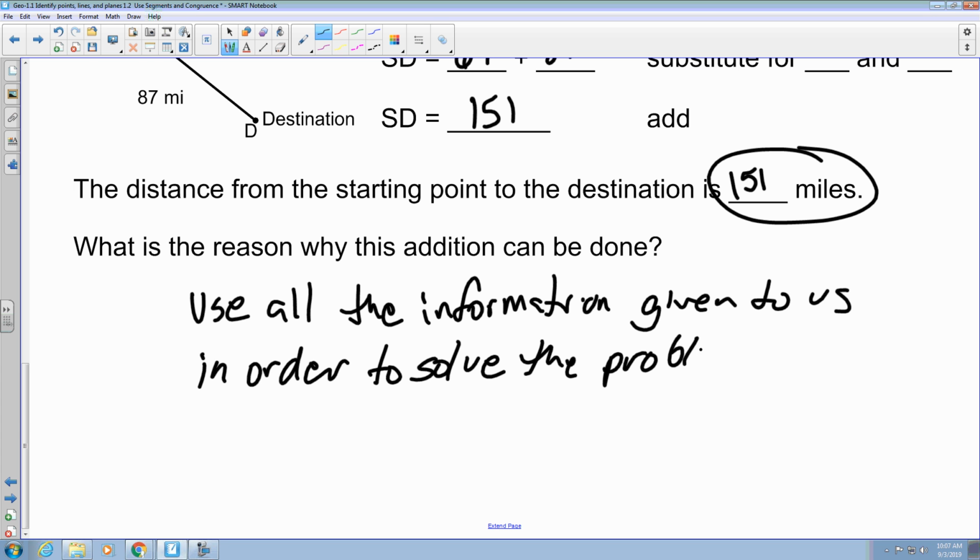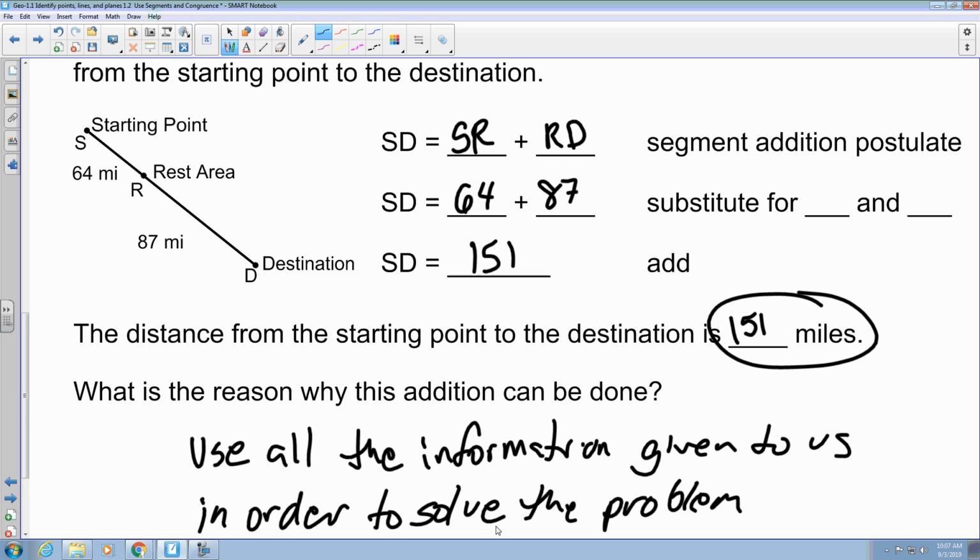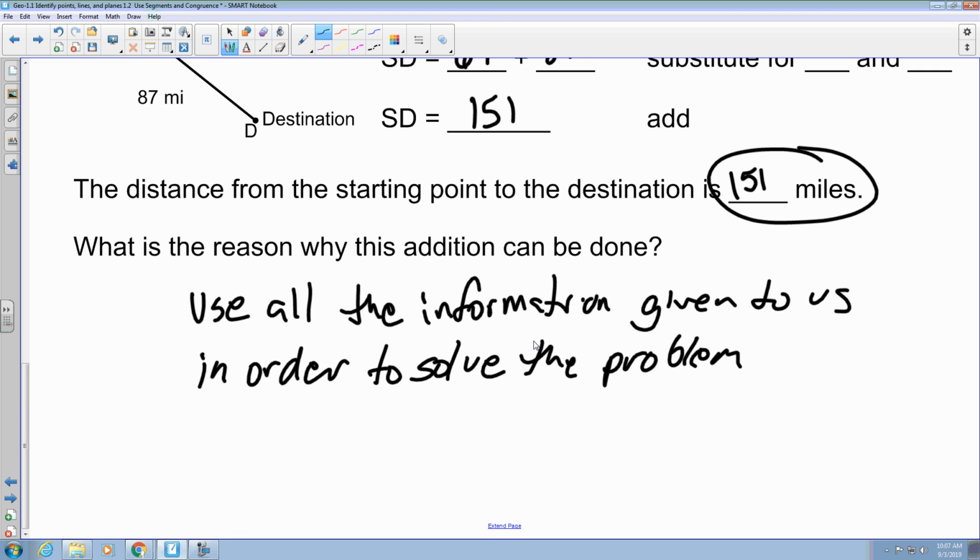Which means that we had to take into account the distance from the starting point to the rest area, because that's what they gave us. They gave us the resting point to destination, so we have to use that information to help us find the distance from starting point to destination. So we had to use all the information given to us in order to solve the problem.